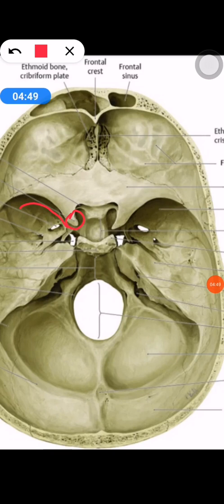This is sulcus chiasmaticus. It's a transverse sulcus which forms the posterior boundary of the anterior cranial fossa in the median plane, and sulcus chiasmaticus leads to the optic canal. This is optic canal. Now, what are the structures transmitted through the optic canal? Optic nerve and ophthalmic artery. Ophthalmic artery is a branch of internal carotid artery.